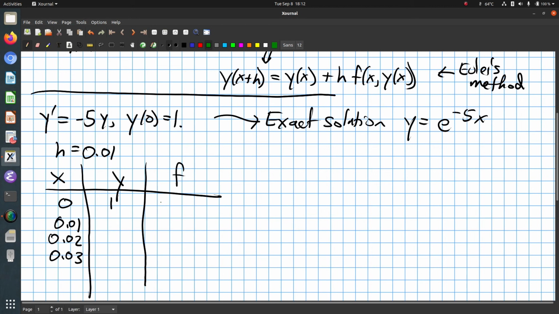Well, the first point is just minus 5 times y. Okay, so the y is 1, minus 5 times y. The second entry in the second column is 1, that's the current value of y, plus 0.01, that's the h, times minus 5. That's coming from over here. Okay, so what is that number? Easily found, that's 0.95.